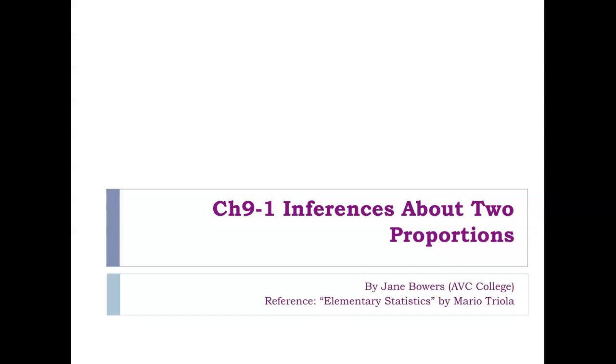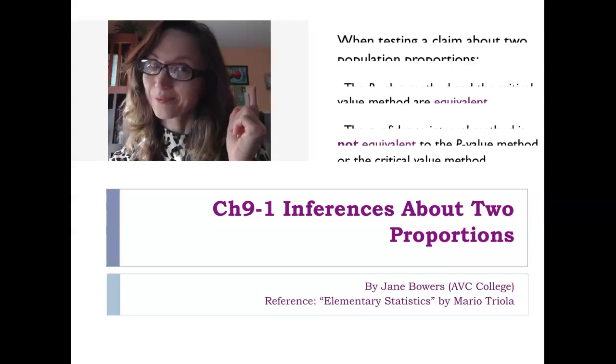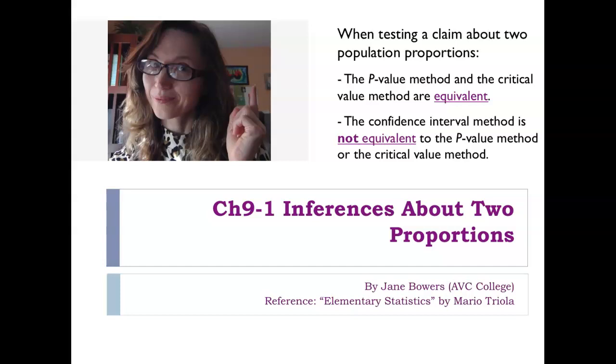In this video, we will talk about making inferences or conclusions about two proportions. We'll discuss the methods for testing a claim about two proportions and constructing a confidence interval estimate of the difference between two population proportions. Remember, though, that when testing a claim about the population proportion, the p-value method and the critical value method are equivalent.